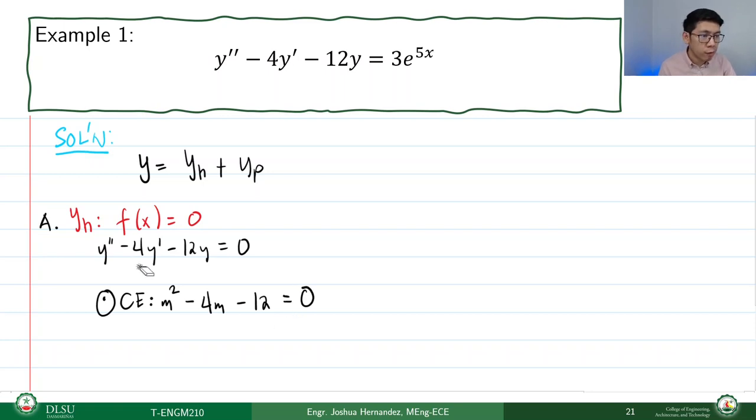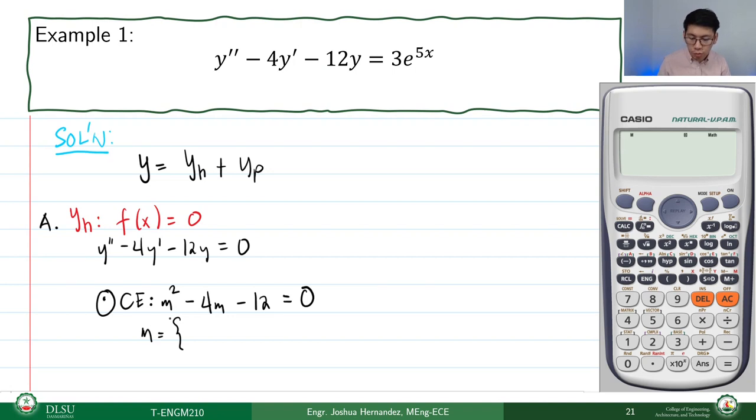Based on the form of our differential equation, since it is second order, m basically translates to the order of the DE. In this case, second order, so m squared, then first order, so 4m, and then minus 12. So, solving for m, this is a quadratic equation. This can be solved by the quadratic formula, or of course, we can use our calculator to solve for m. So let's bring out our calculators, and then let's go to mode. If you're using Casio 991 ES or 570 ES, you can go to mode 5, that's equation, and then 3 for the quadratic equation.